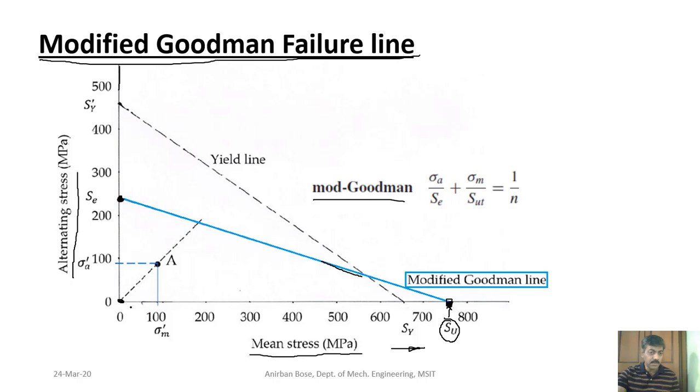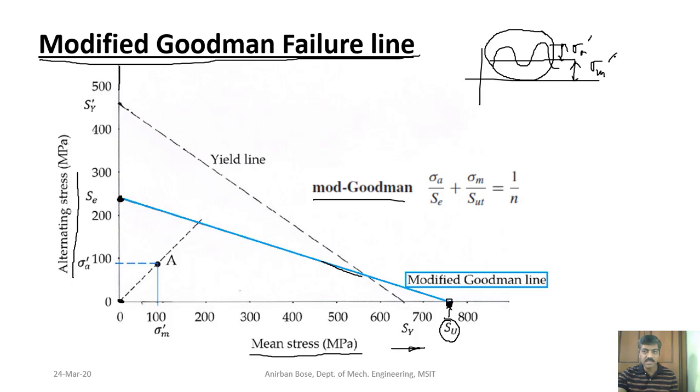Okay, now you see, suppose you have some kind of fluctuating load. Suppose this is the fluctuating load you have. So it is not a zero mean value, it has some sigma m prime, say, and it has some amplitude or alternating stress, say sigma a prime. So this fluctuating stress is characterized by these two quantities I have already told you, its alternating stress and the mean value. So now you just plot these two in this graph. Suppose this is sigma m prime and this is sigma a prime. So you will get this point. Now if you see, corresponding to this fluctuating load, if this point is within this Goodman line, that means in this region, then it is safe.